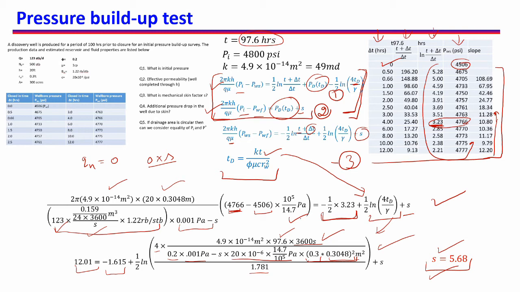Now the answer to fifth question is also very interesting. So fifth question is, that if drainage area, so what we are given is only a well and a reservoir, we are not given that what kind of drainage area it is, a circle or it is a square or rectangle. So if the drainage area is circular, then can we consider equality between Pi and P star? So this is similar to question 1.